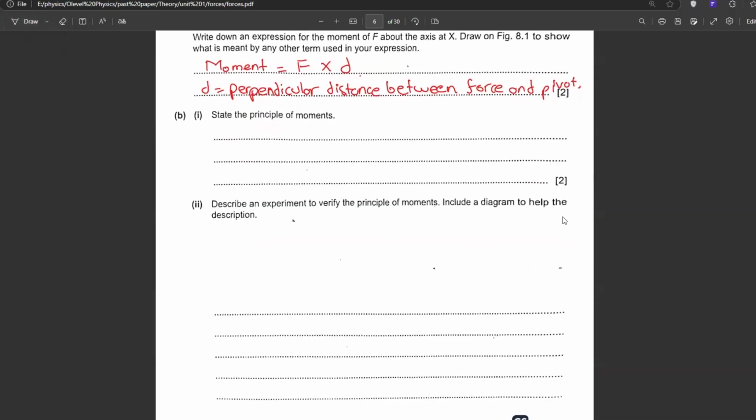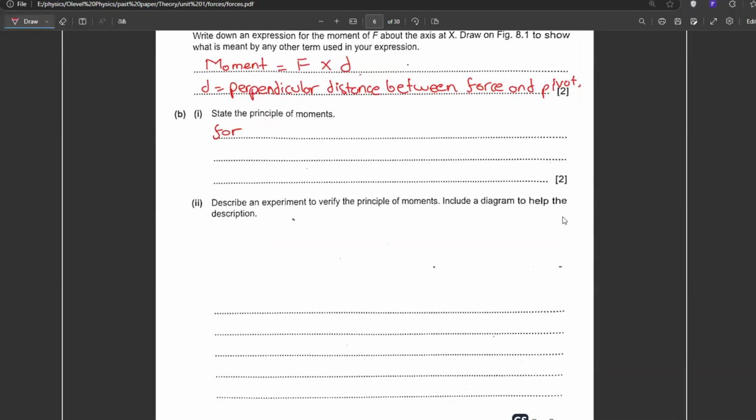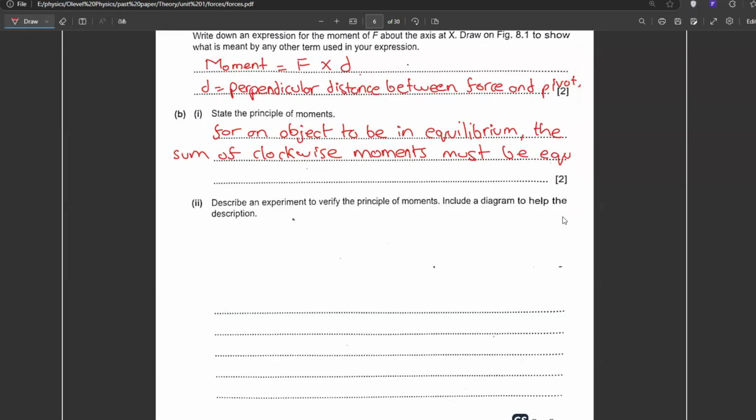Let's see part B, I1. State the principle of moments. Okay, what is the principle of moments? So you will say, for an object to be in equilibrium, the sum of clockwise moments must be equal to the sum of anti-clockwise moments. Simple as that.